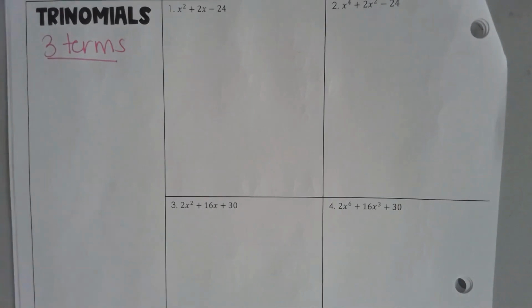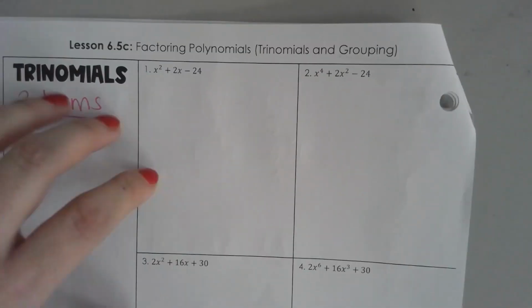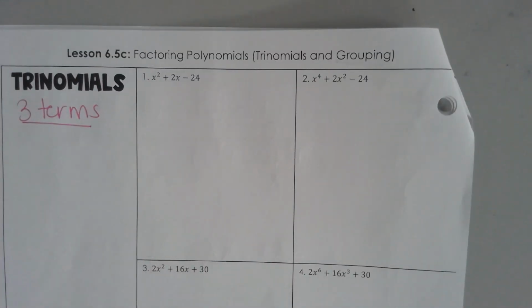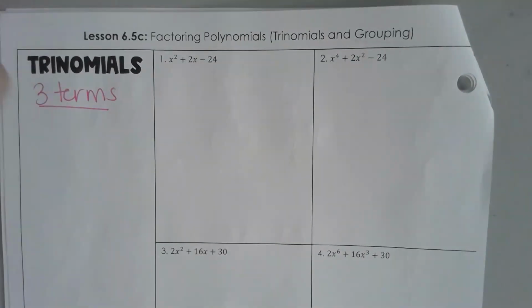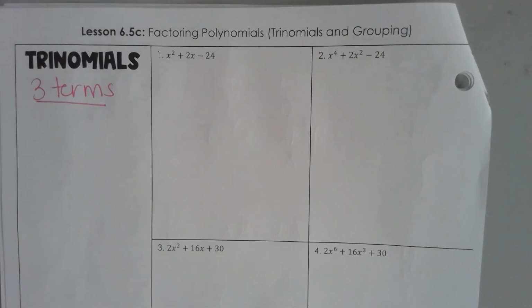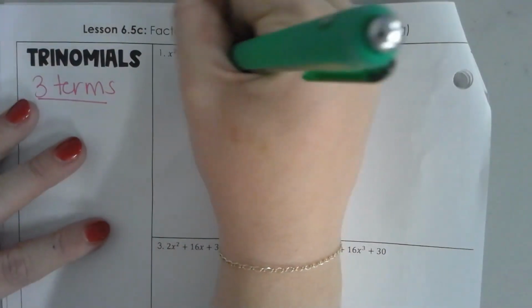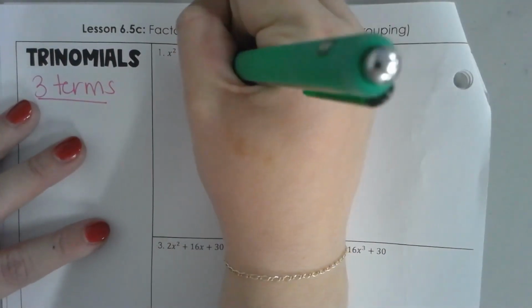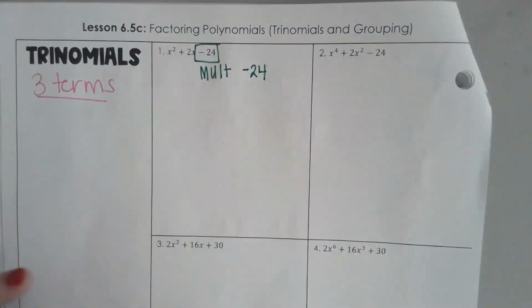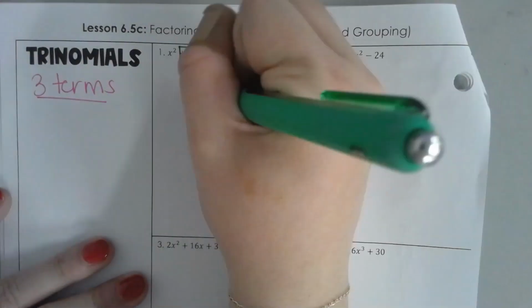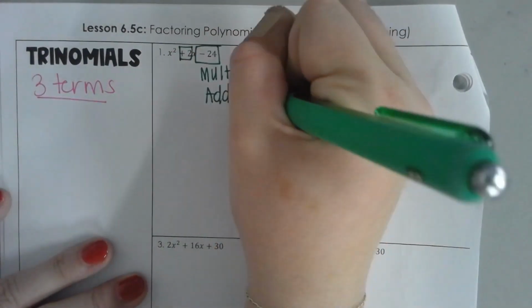So trinomials are 3 terms, and we saw problems like these in Unit 5. So number 1, I'm just going to jump into number 1. We saw a problem just like this, and I said, okay, you need to find 2 numbers that multiply to be -24 and add to be 2.